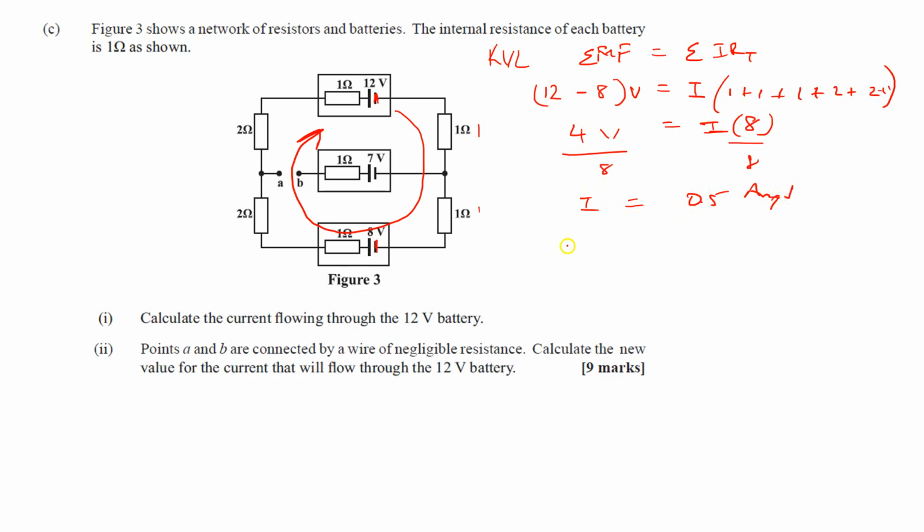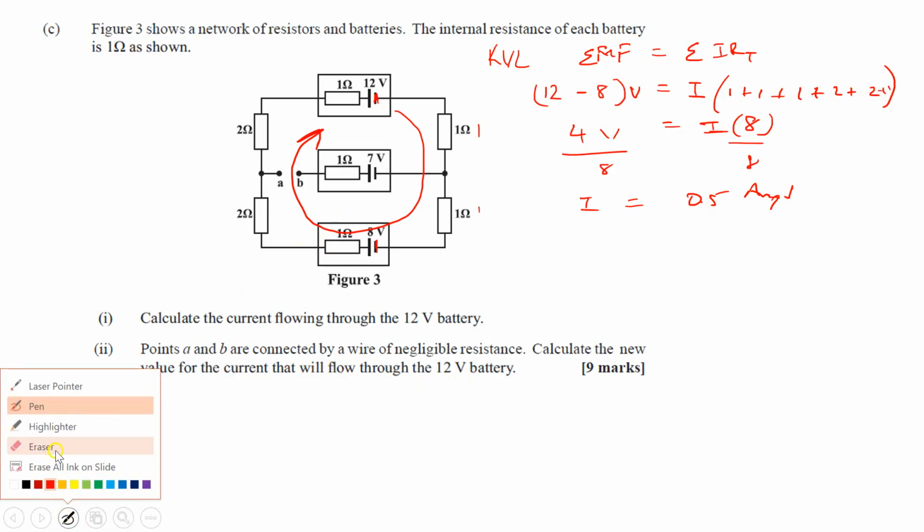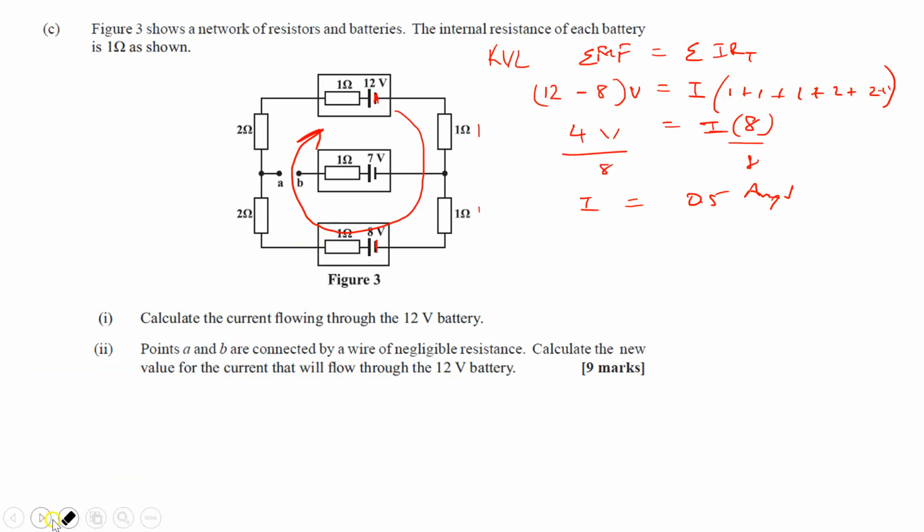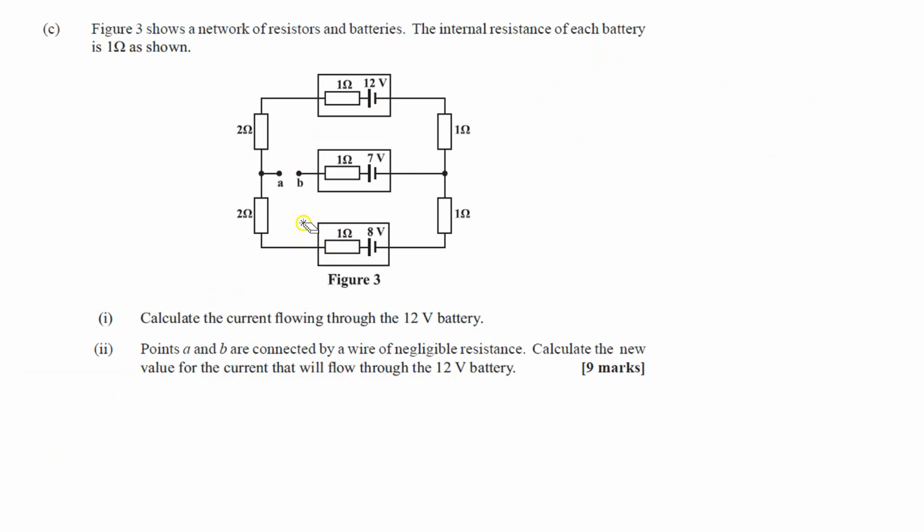Now that we have that, we are complete with this question. Cool? The next part of the question requires us to find the current again that is flowing through the 12 volt battery, but in this case, it says that A and B are now connected by a piece of wire. So this is where it gets a little bit more involved, because it involves more Kirchhoff. So this is now connected here, ladies and gentlemen.